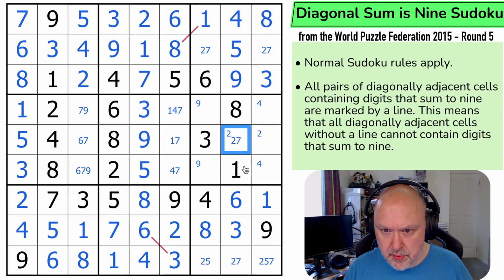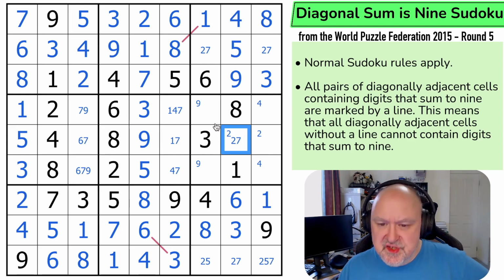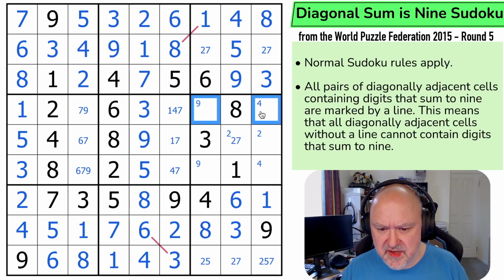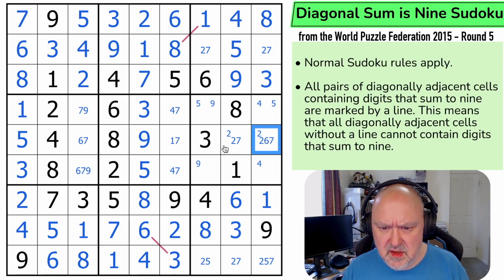So there's got to be another trick here. So 4, well, 5 is in one of these two now. Right, there's no 1 here. So these are 4, 5, 7, and 9, I believe. So this is 4, 5, 7. 1, 2, 6, 7. So this is 2, 6, 7. So this has to be the 1.